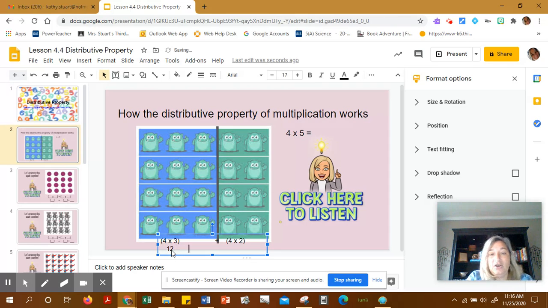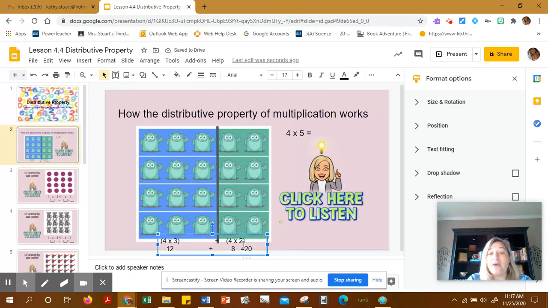And then notice my plus sign. The plus sign stays there. And what is 4 times 2? And remember, if you don't know 4 times 2, you can count. 1, 2, 3, 4, 5, 6, 7, 8 is 8. So now I have the problem of 12 plus 8, which equals, count it up, good job, 20. If you said 20, awesome, you got it.